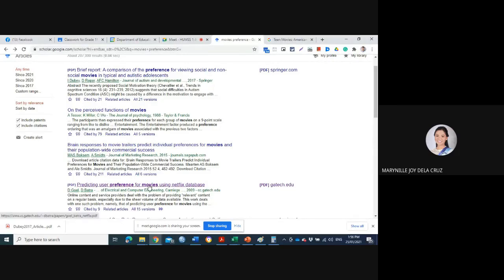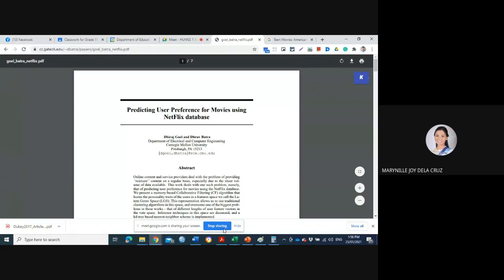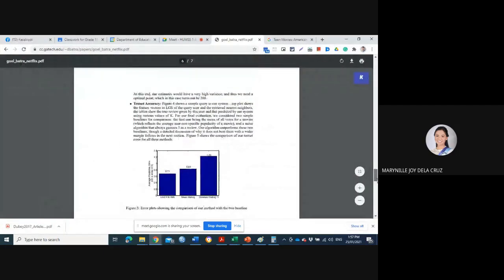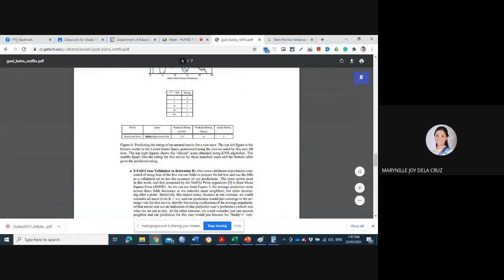2009. Claimed that most of the viewers in Netflix prefer action, historical, and war, based on their predicted rating and actual rating.